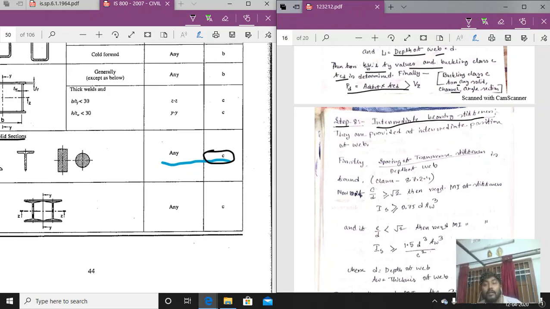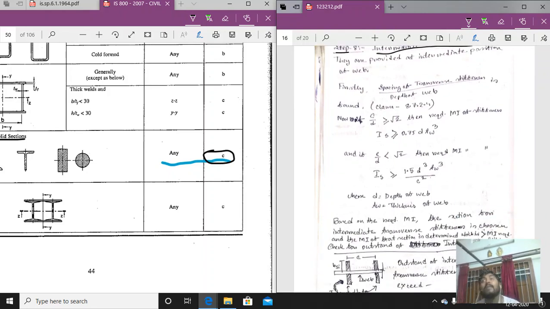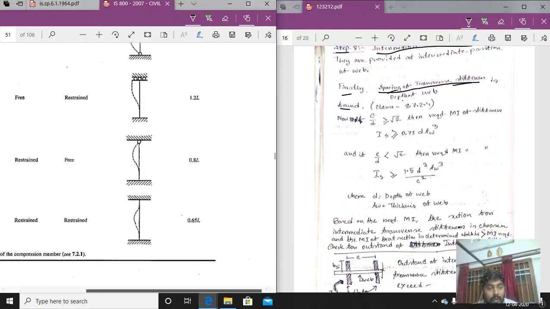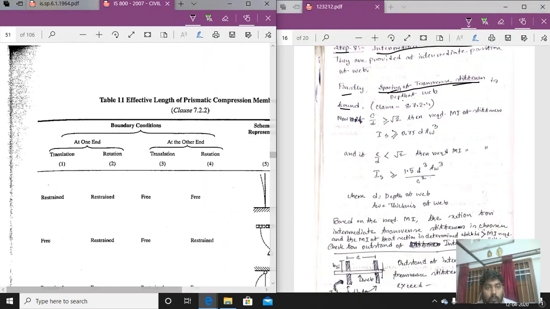It is quite a bit the same, but again we will see that. Now first the intermediate transverse stiffeners. They have a very important property, that is their spacing. So the spacing of the transverse stiffener divided by the depth of the wave is found. Clause 8.7.2.4.